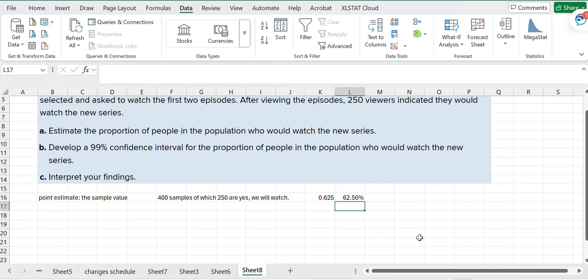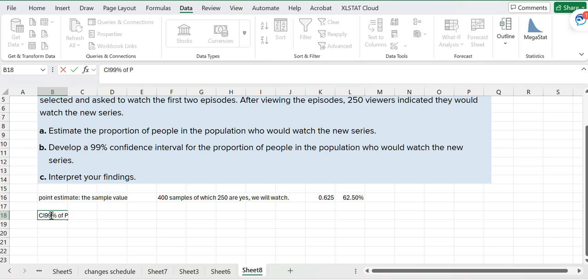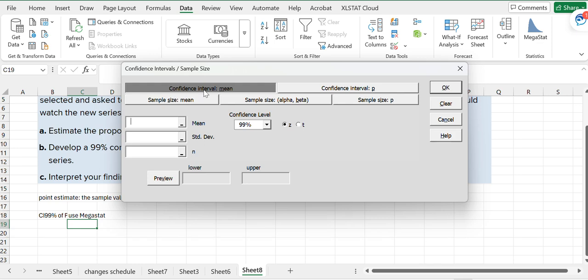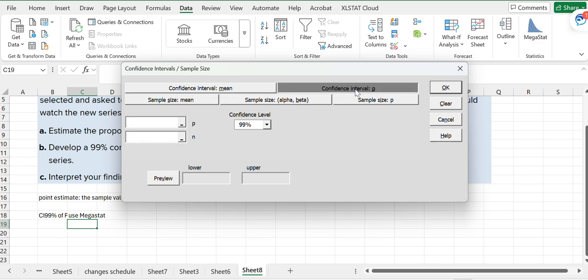The next question says develop a 99% confidence interval. So to develop the CI for 99% of proportion, we will use MegaStat. Where is that? We go to data, and in data you find MegaStat. In MegaStat, we have to look at confidence intervals. Click confidence interval. Now, normally it lands here, confidence interval of the mean. Now we need confidence interval of the proportions. So select proportions, and now we have the details to be entered.